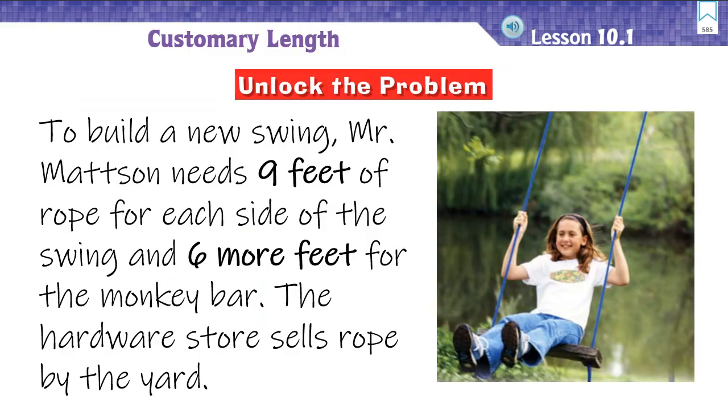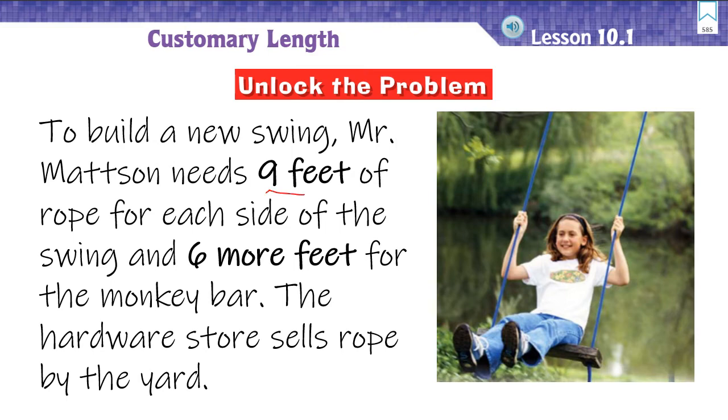Okay, let's take a look at a problem. So to build a swing, Mr. Madsen needs 9 feet of rope for each side of the swing and 6 more feet for the monkey bar. The hardware store sells rope by the yard. All right, so he needs to buy rope. Let's figure out how many feet he needs.